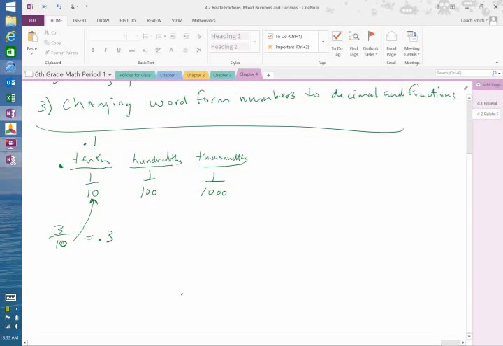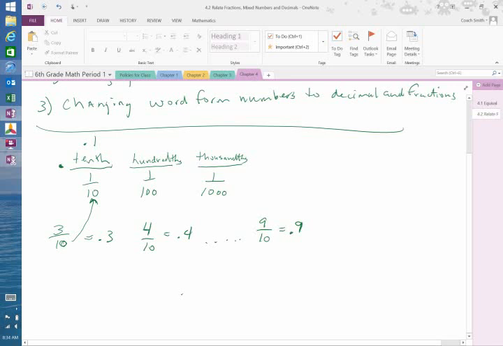So 3 over 10 would be 0.3. Okay, so 4 over 10 would be what? 0.4. Okay, so on and so forth, all the way up to 9 over 10. In other words, we do the same thing. 9 over 10 would be equal to 0.9.